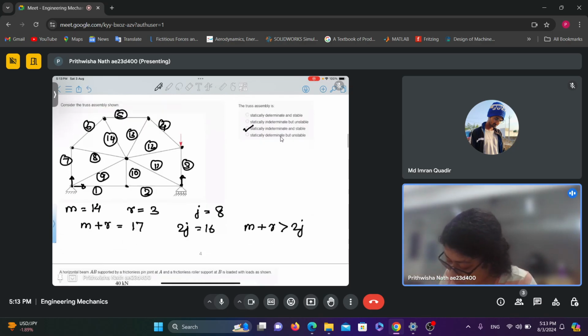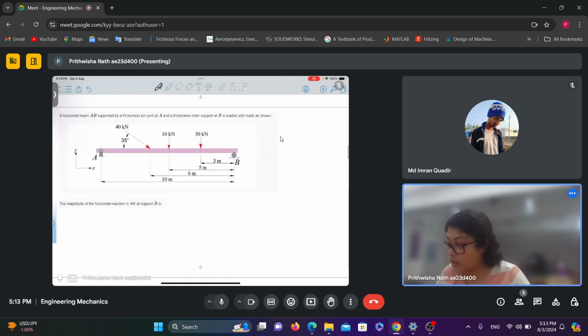Moving on to the next problem. A horizontal beam AB supported by a frictionless pin joint at A and a frictionless roller joint at B is loaded with loads as shown. The magnitude of the horizontal reaction in kilonewton at support B is. So can you please try solving this?